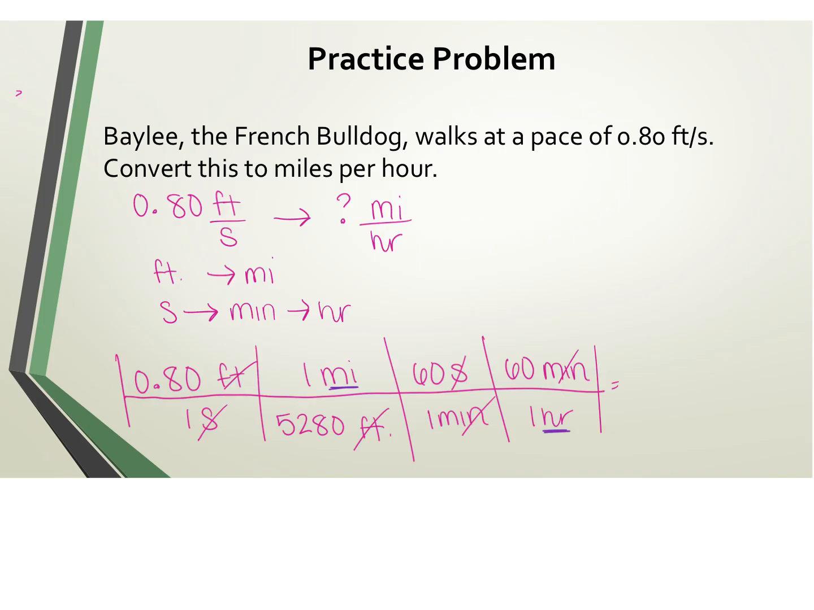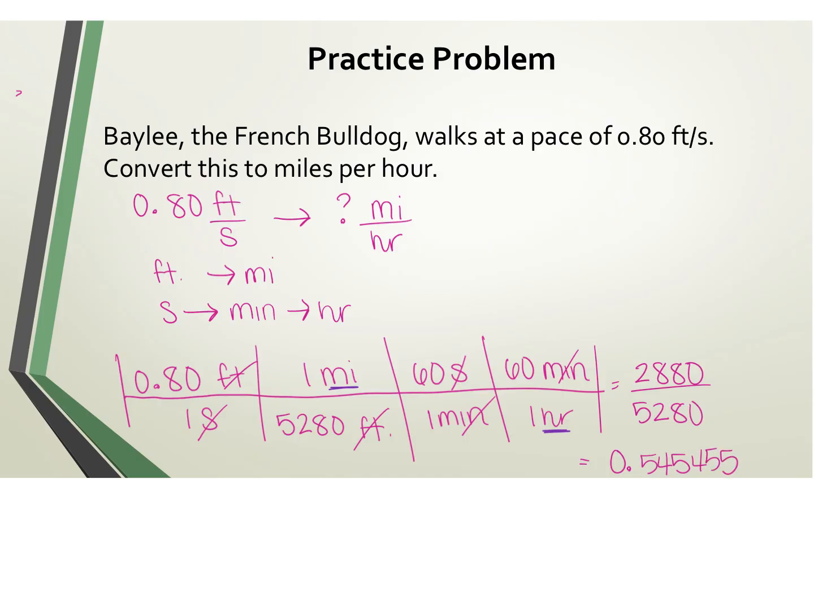So if we multiply the top row, we get 0.8 times 60 times 60. So I'm getting 2,880. If we multiply the bottom row, we're getting 5,280. And then now when we divide 2880 by 5280, I'm getting 0.545455.